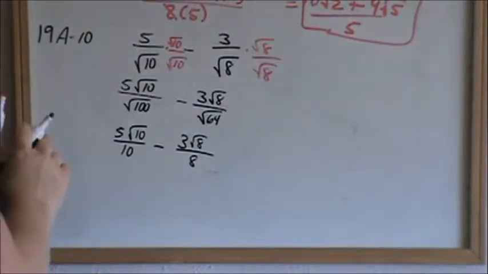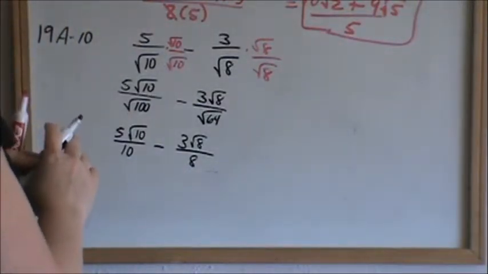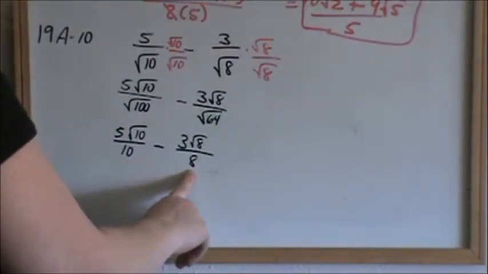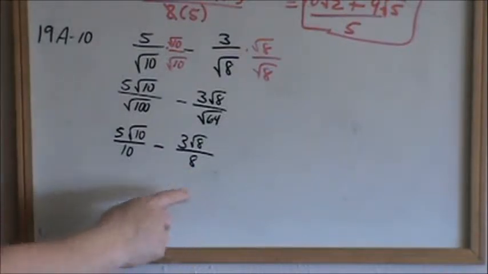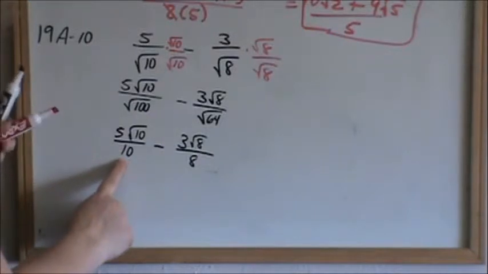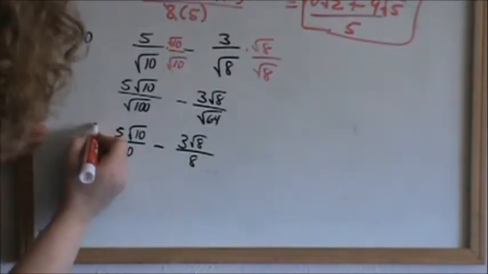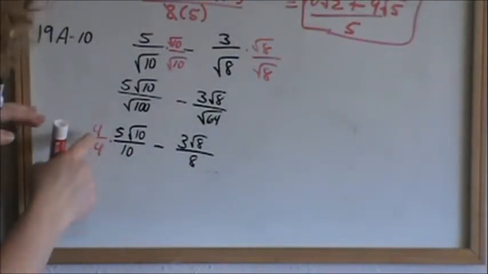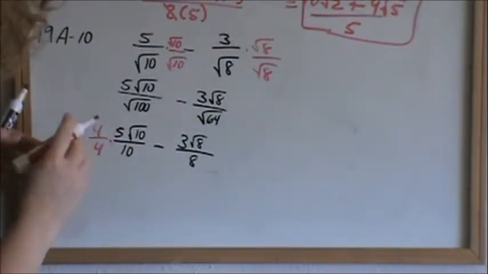The next step is make a common denominator. Looking here, I can turn both of those into 40. I know that. My common denominator can be 40. So in order for this to be 40, I need to multiply it by a 4. So remember, numbers to numbers, radicals to radicals.